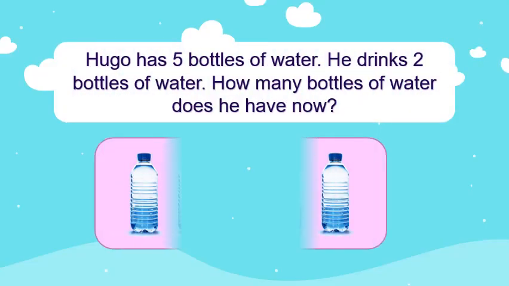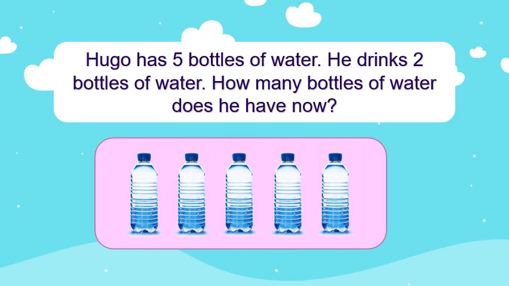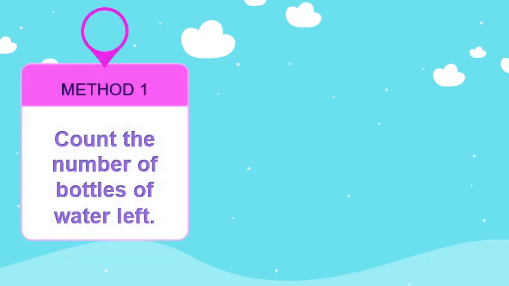Hugo has 5 bowls of water. He drinks 2 bowls of water. How many bowls of water does he have now? Let's find the remaining number using method number 1.